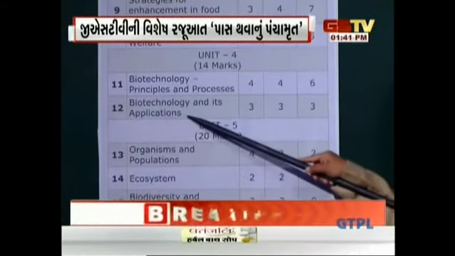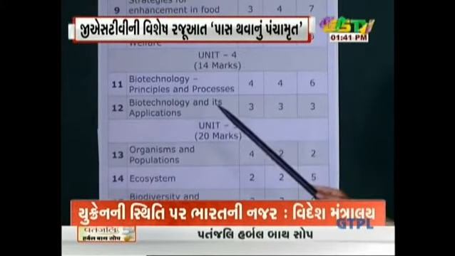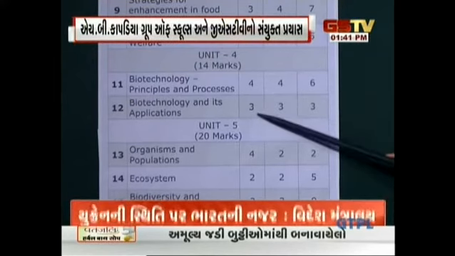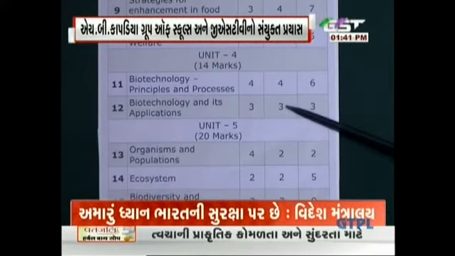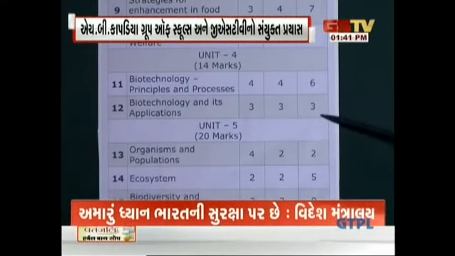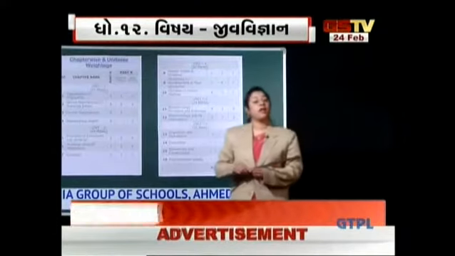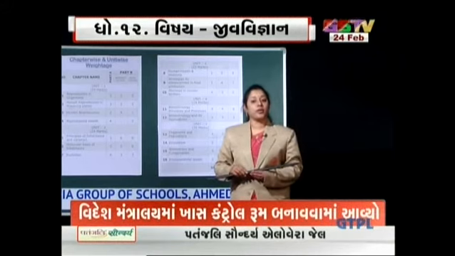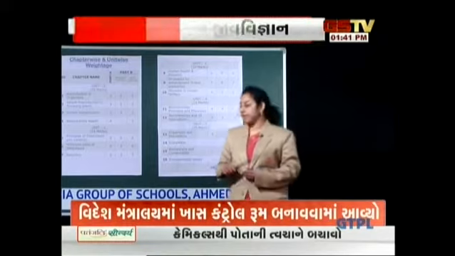This is an application related chapter, that is Biotechnology and its Applications. Here the mark distribution, part A 3 marks and part B without option 3 marks and with option 3 marks. Here we will learn about the different applications of biotechnology, just like the application of biotechnology in the medicinal field and also in the agricultural field.